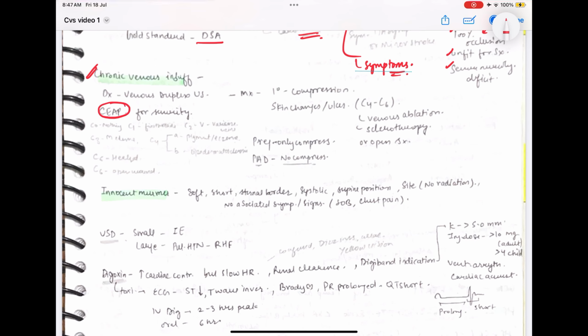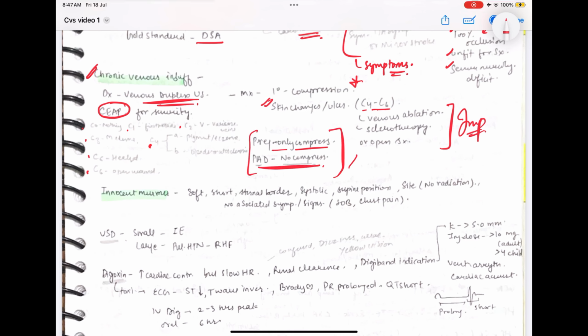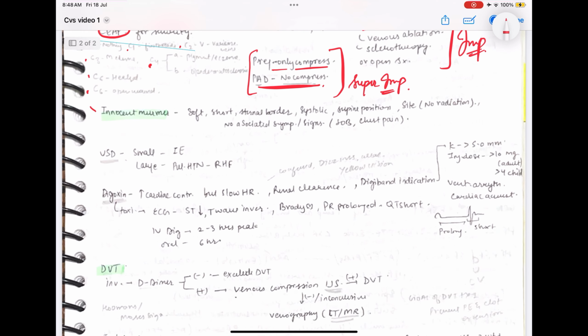Next is chronic venous insufficiency. For the diagnosis, we'll have to do venous duplex ultrasound, and this CEAP criteria is very much important. You'll need to see the photos of it. They can ask you about what CEAP grading is this, and then what is the treatment accordingly. So initial management is compression bandage, and for C4 and C6 the skin changes would be there. So for that, venous ablation, sclerotherapy or open surgery is the treatment. Now this is important, in pregnancy only compression we are giving, and in peripheral artery disease no compression is given. So this is important. You'll have to focus on the question stem, what is asked.